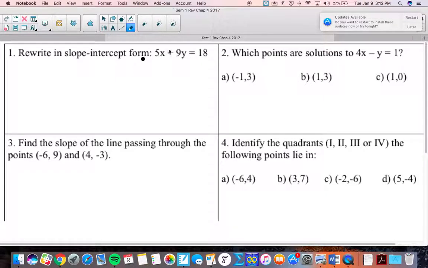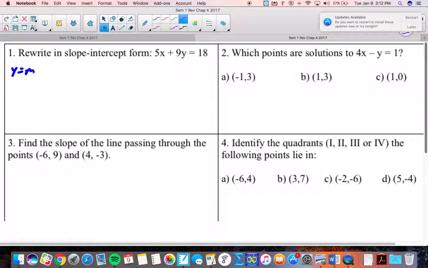This is your Chapter 4 review for the semester final. Example number 1, rewrite this equation in slope-intercept form. Recall slope-intercept form looks like this. You need to know that. And then why doesn't this look like that?